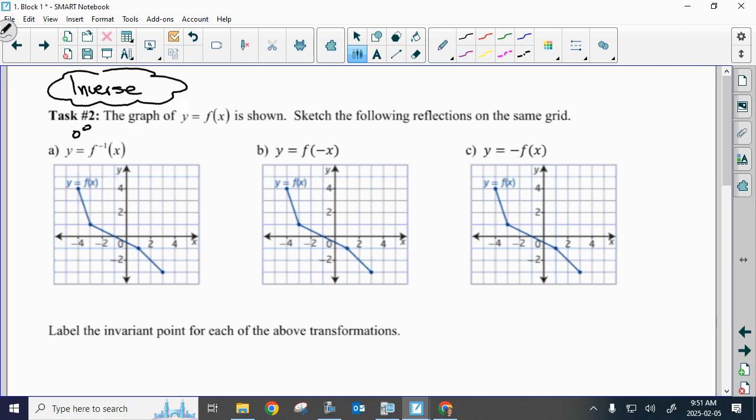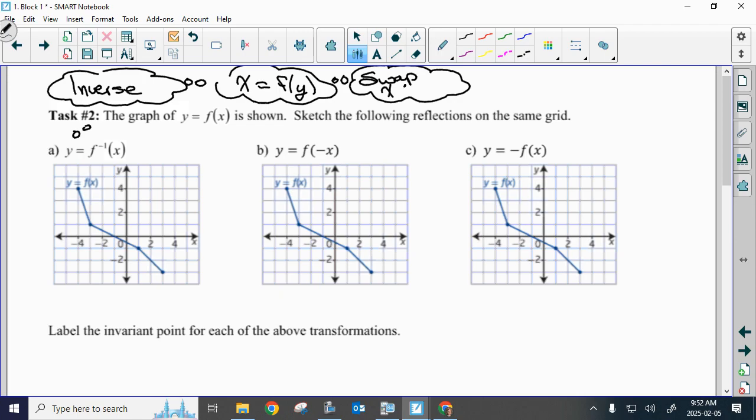Now, inverse can be written like this, or it can be written like this. That also means inverse. As soon as you see the word inverse, as soon as you think the word inverse, I want you guys to think swap x and y. And I also want you to think reflect across y equals x. Okay?